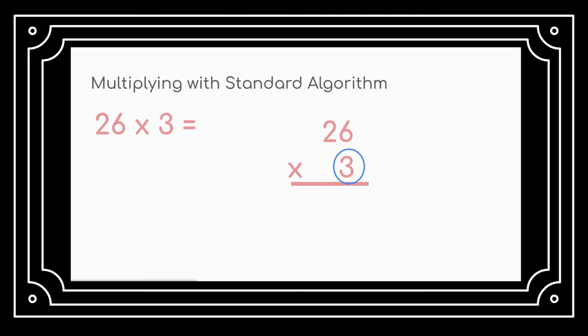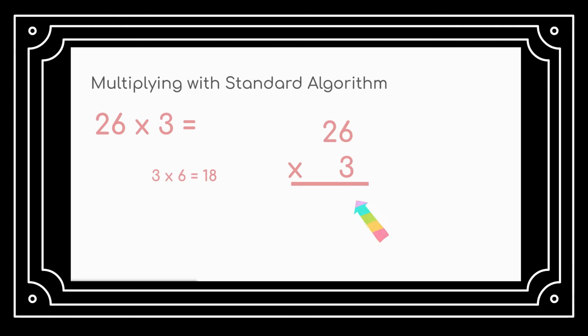We need to multiply the 3 by the number in the ones column up on top. That number happens to be 6, so I will solve 3 times 6, which equals 18. I cannot fit 18 in the ones column where I need to write the answer because 18 has 2 digits, and I can only fit 1 digit in each place value.